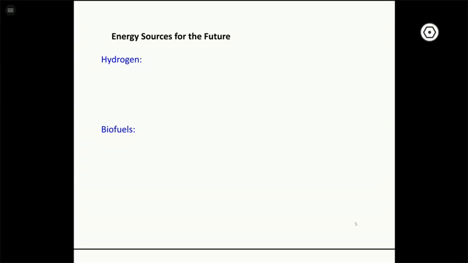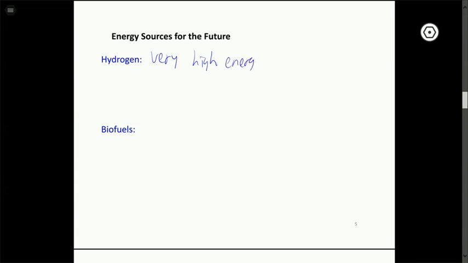So hydrogen is great. We've talked about many times how when hydrogen burns in oxygen, it releases a ton of energy. So it has a very high what's called gravimetric energy density, which is energy stored per weight. We know that the atomic mass of hydrogen is very small. It's only 2 grams per mole.